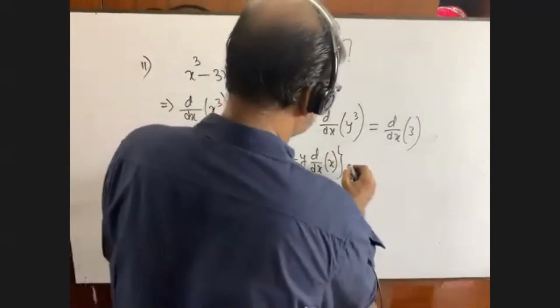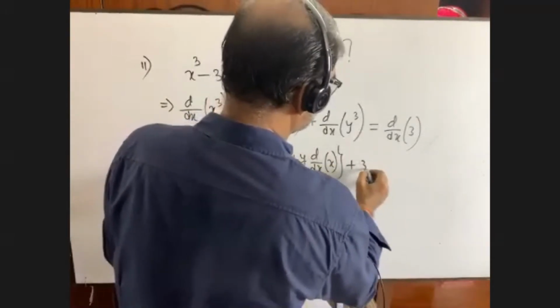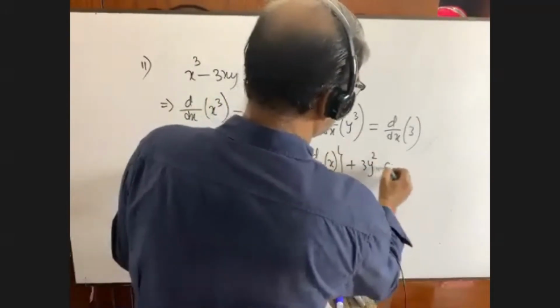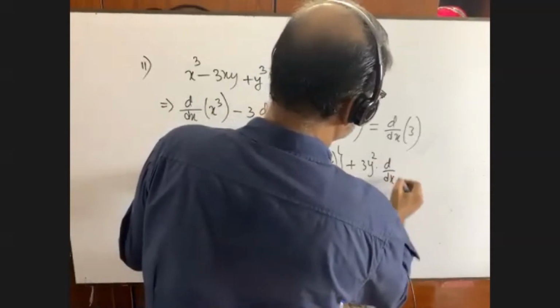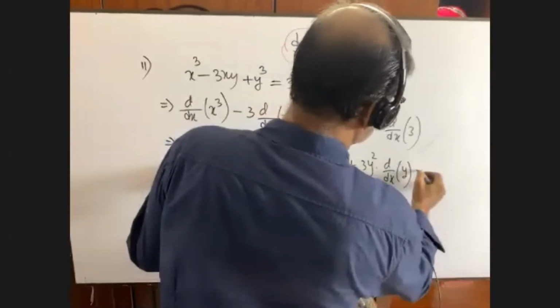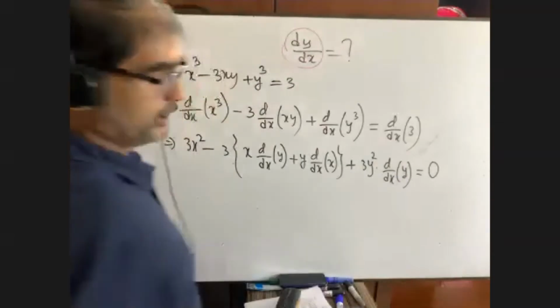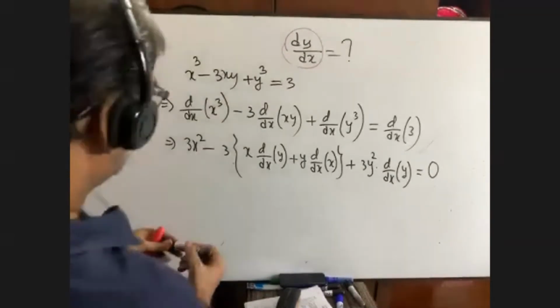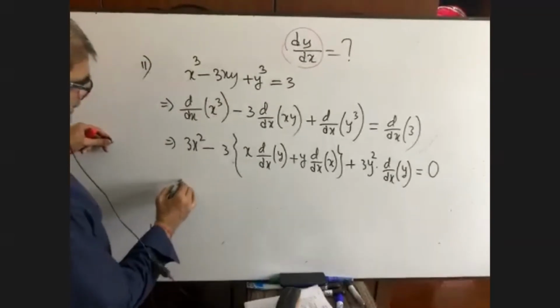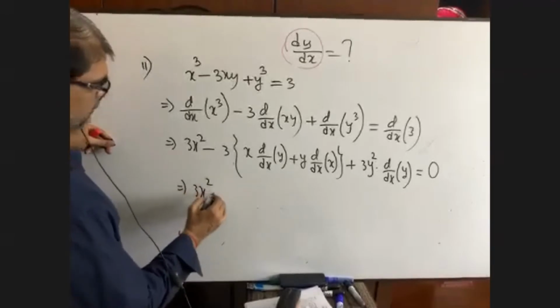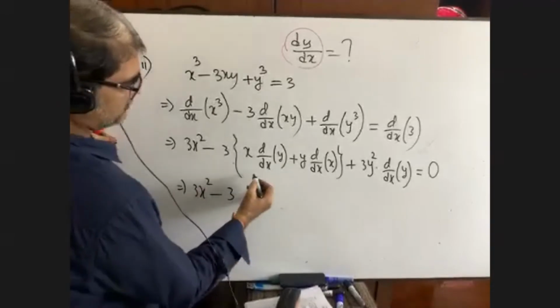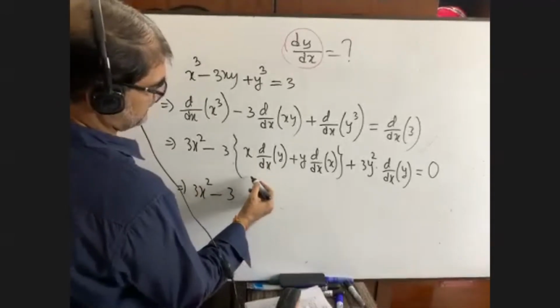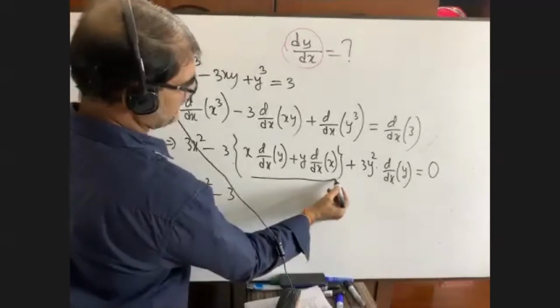Now it is y cube, that is 3y square. Then d by dx, it is y, then it is 0. Talk to me, all of you. Yes, I told you we have the same math, but dear students, I'm going to tell you one thing. 3x square minus 3. This part will always be there, and please remember one thing. You'll get this part always.